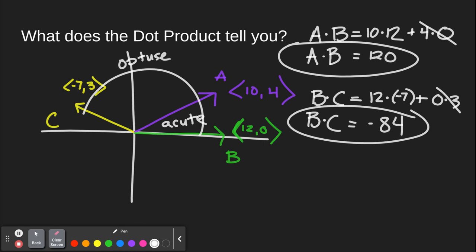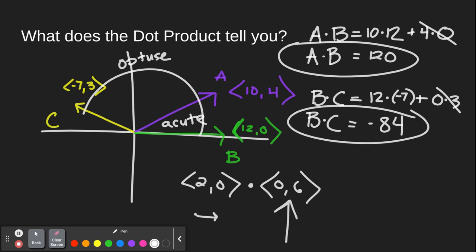And if the dot product is 0, so let's do 2 comma 0 dot 0 comma 6. These two vectors are definitely perpendicular to each other, right? So let's see what we get. Well, you're going to get 0. It's 2 times 0 plus 0 times 6. If the dot product is 0, then the vectors are perpendicular. That becomes the most important use of the dot product, okay?